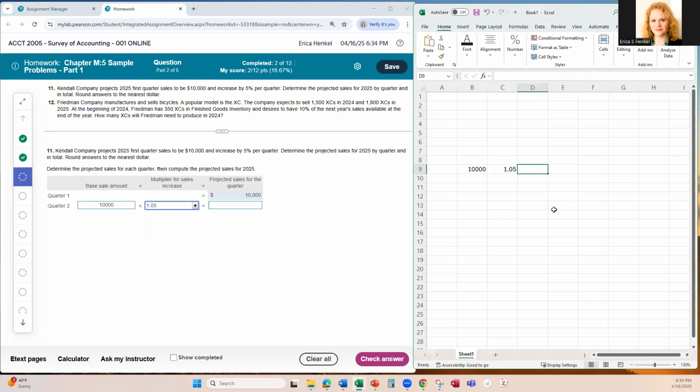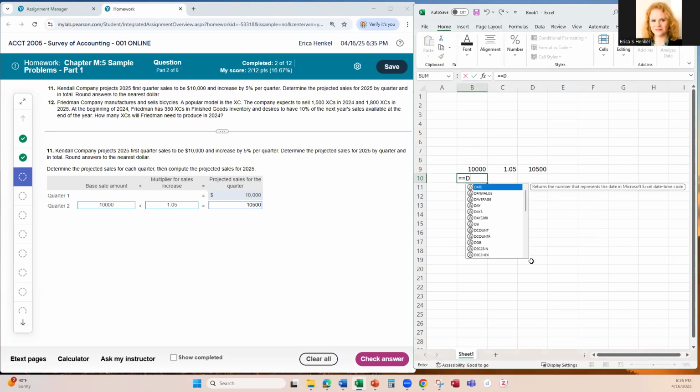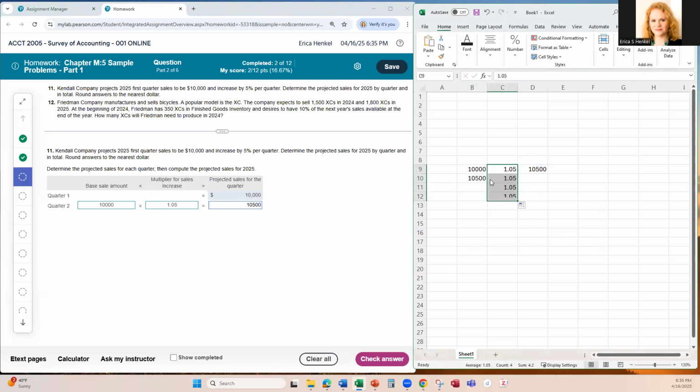Oops, C9 would help if I had the right letter in there. There we go, 10,500. And then the base amount for the next quarter is going to be the previous quarter's amount. So set that equal to D9. And then this is just going to be the same multiplier per quarter here, right? And I can use the same formula here. So this is going to, again, take the previous quarter's ending times the 1.05.